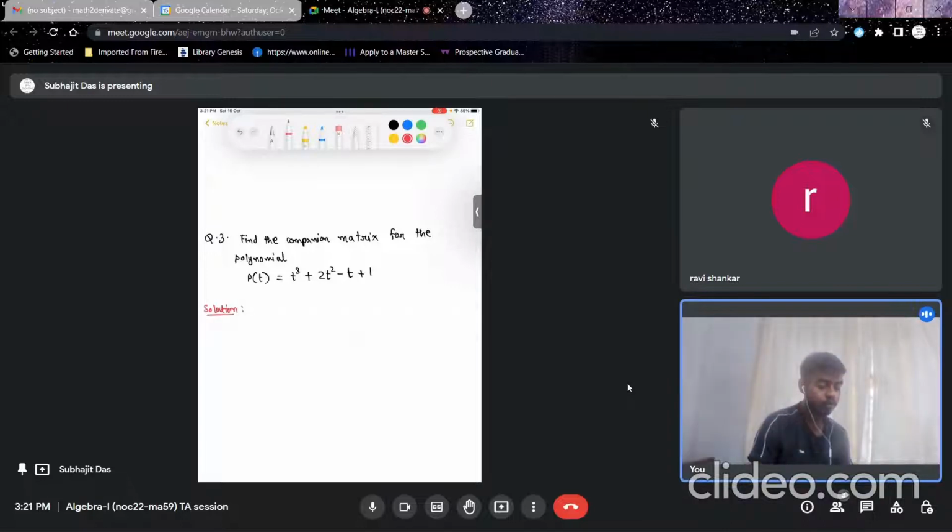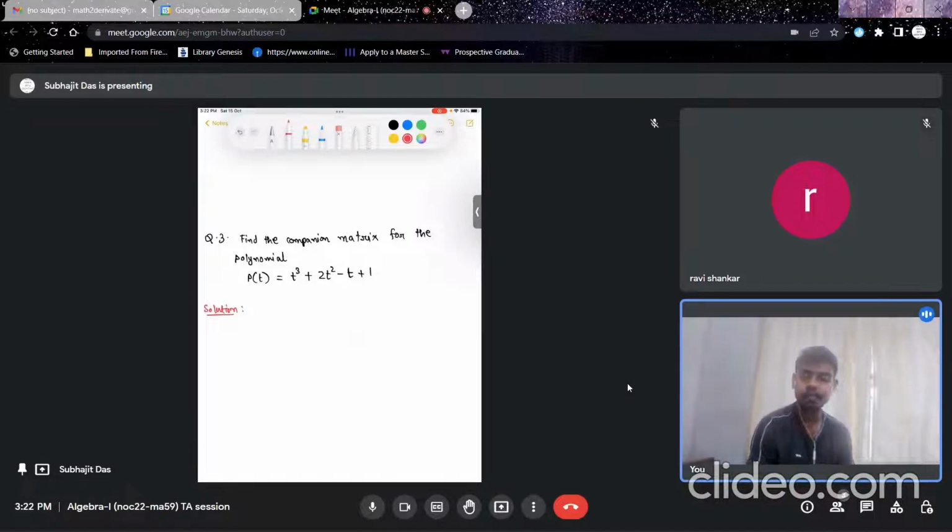Yeah. So question 3 is about finding the companion matrix for this particular polynomial. As you know, the companion matrix, more precisely known as a Frobenius companion matrix, what does it do? It associates to every polynomial some matrix, right? Now it's not an arbitrary association. You know the way in which the companion matrix is formed for a given polynomial.